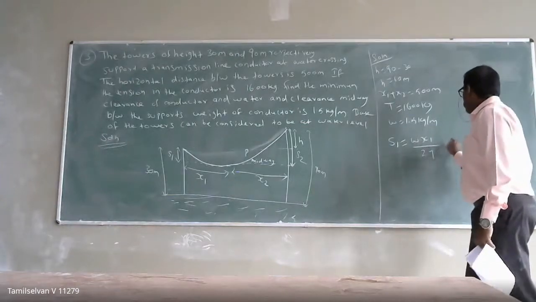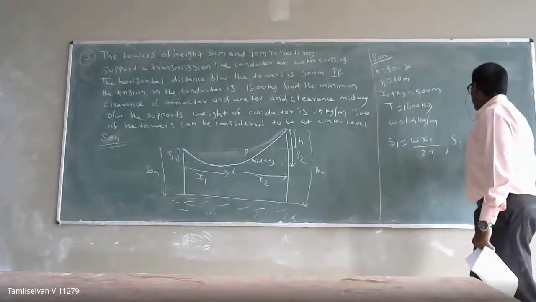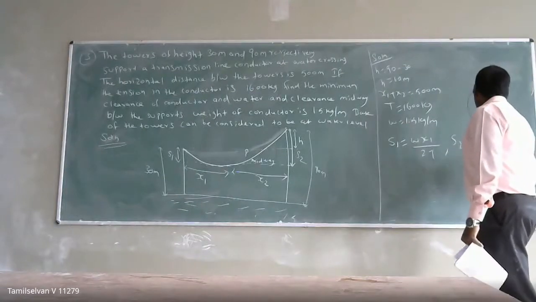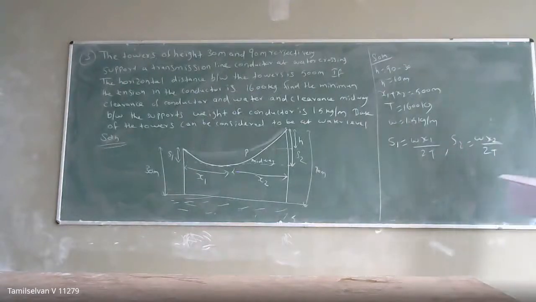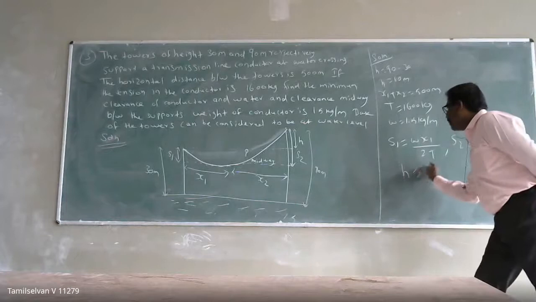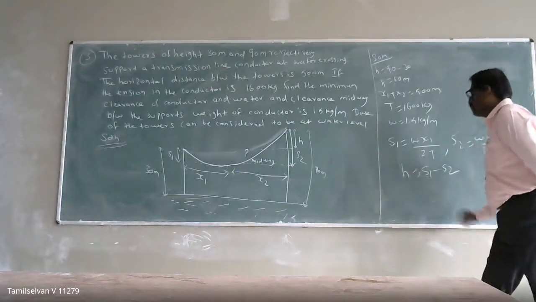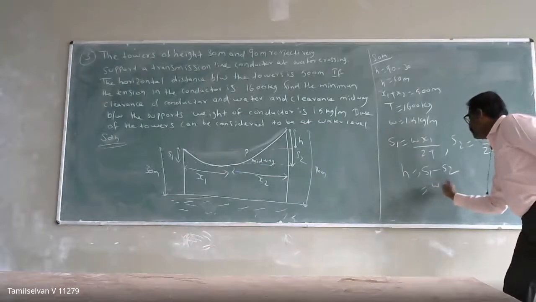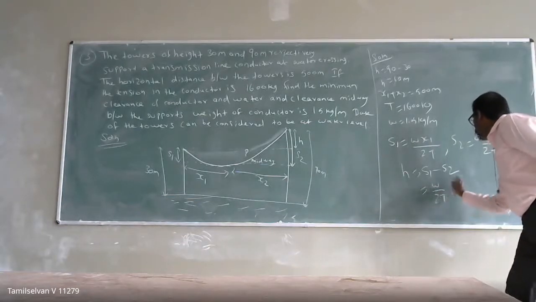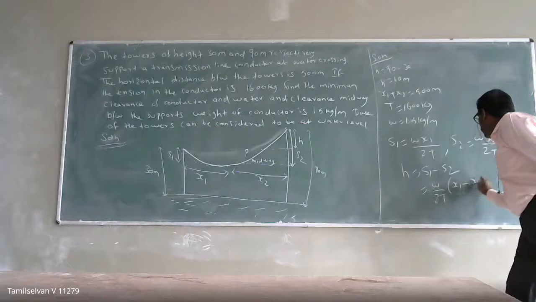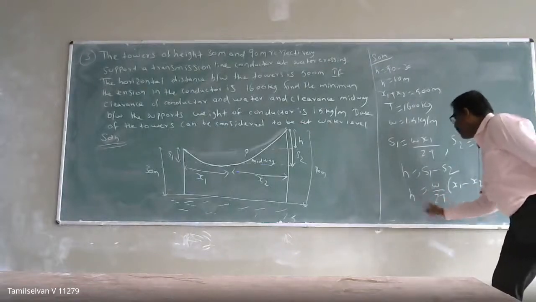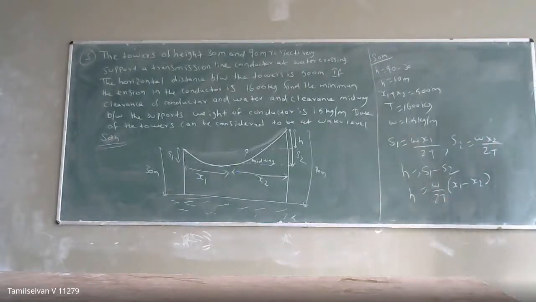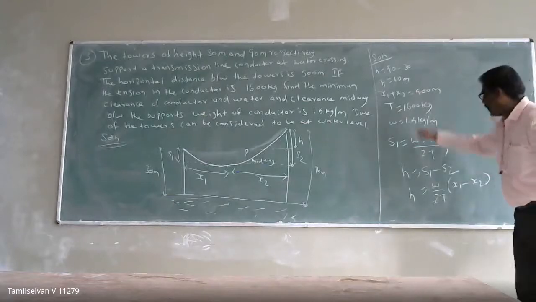Similarly, S2 is W into X2 by 2T. So we know that H is S1 minus S2. It means W by 2T into X1 minus X2. That is going to be my H. So we know the value of H.